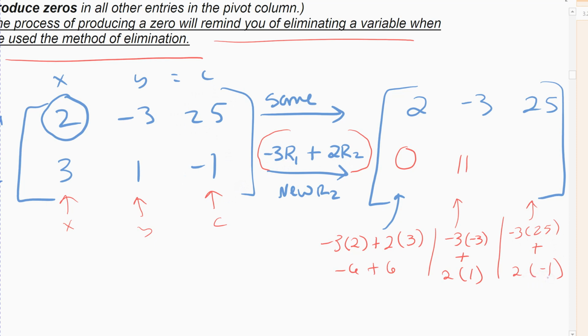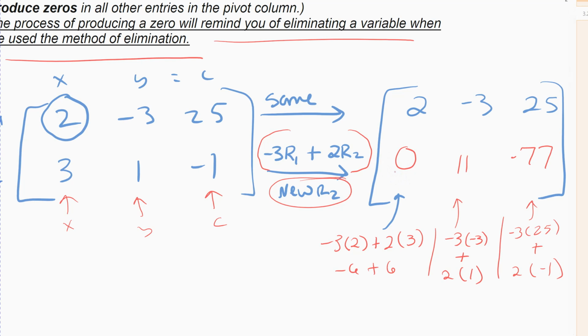So -75 minus 2, that comes out -77. And there is my new row 2 where I've eliminated the x value. There is no x value in row 2. There's 0 x's, 11 y's, and a -77 for the constant.